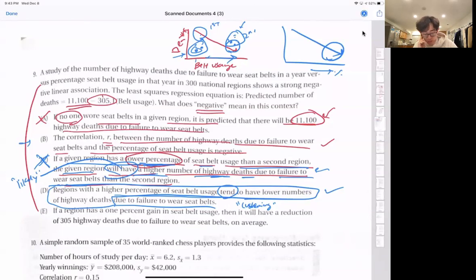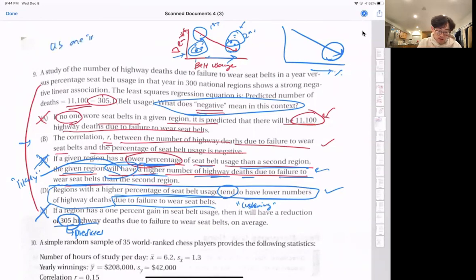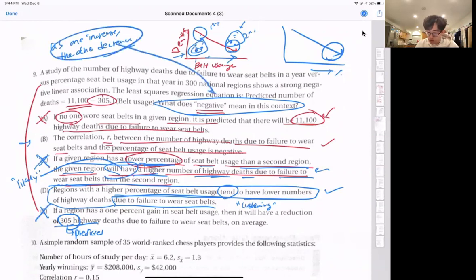E, if a region has a 1% gain in the seatbelt usage, then it will have a reduction of 305 highway deaths due to failure to wear seatbelts on average. This is the predicted amount, and this is talking about 305. We're talking about what the negative means in terms of context here. So we really want to focus on the fact that as one increases, the other decreases. That is the main idea we want to describe when they're actually talking about the negative portion.